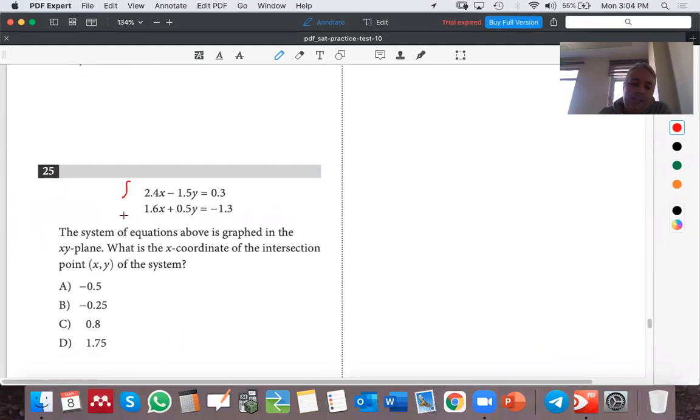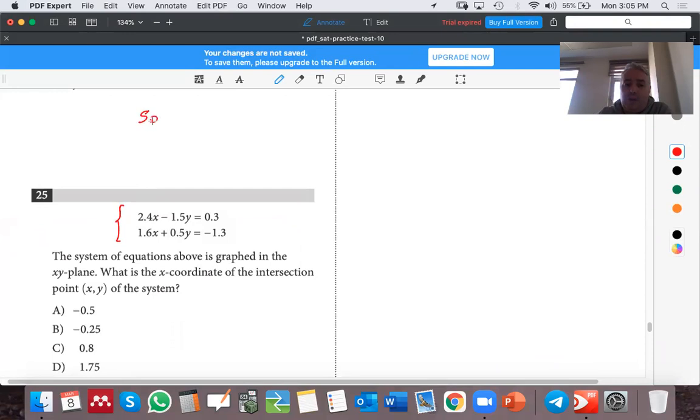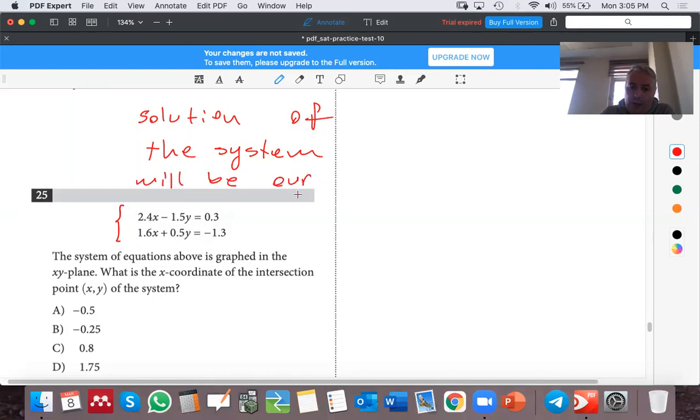Whenever you have a system, the solution of the system will be our intersection point. Am I right? Intersection point. So how can I find this? To do this, maybe better to multiply this second line by 3.